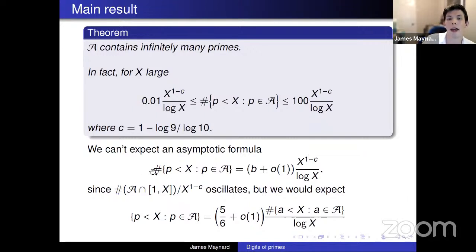But nonetheless, even though I'm not able to prove it, I would conjecture that the naive guess that we put out, once you take into account this oscillatory factor, is correct, and you should be able to get an asymptotic formula, which is 5/6 divided by log x times the number of elements in A.